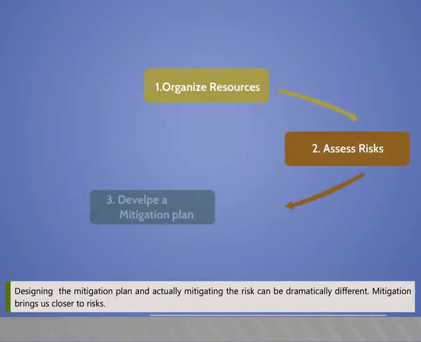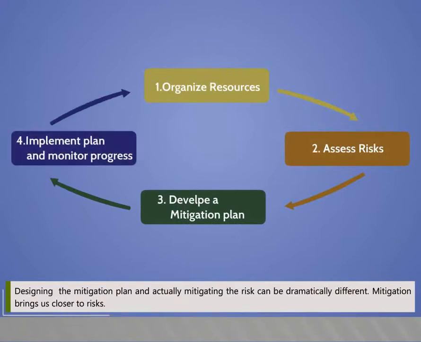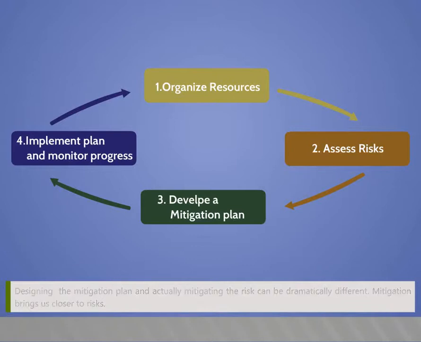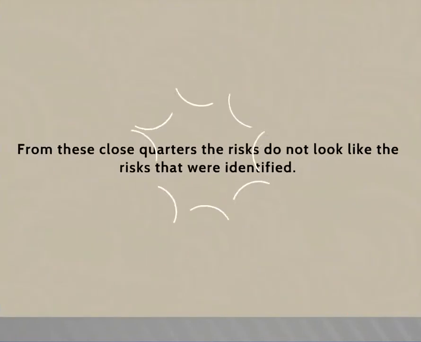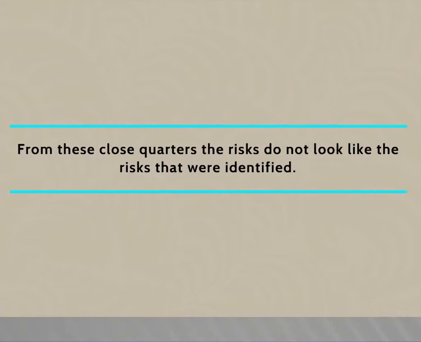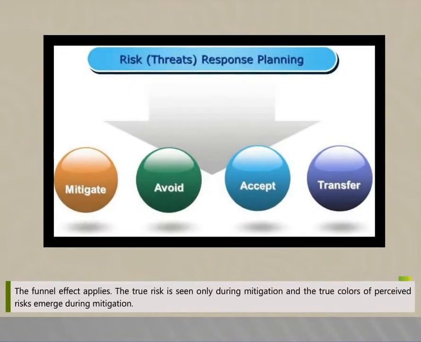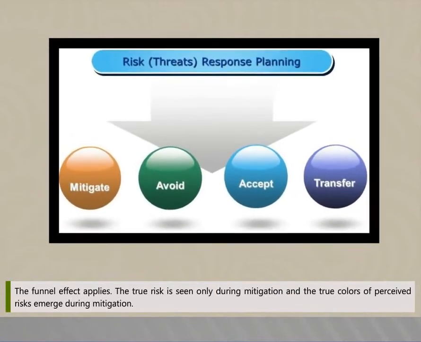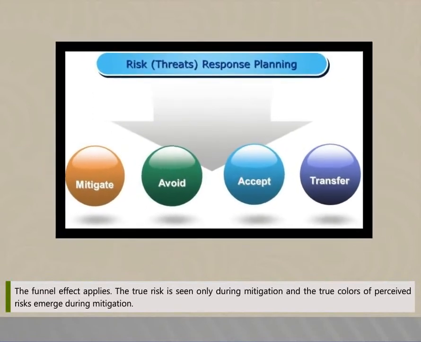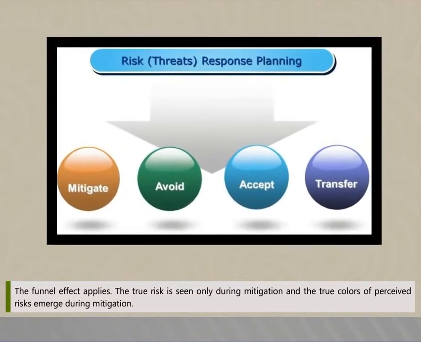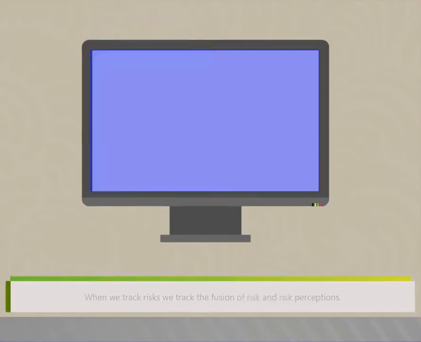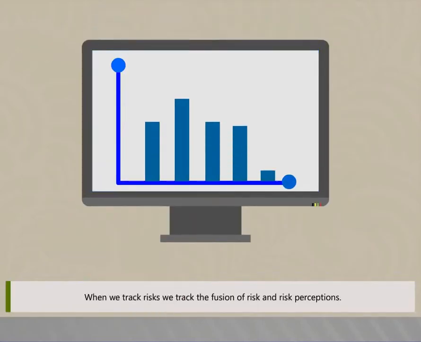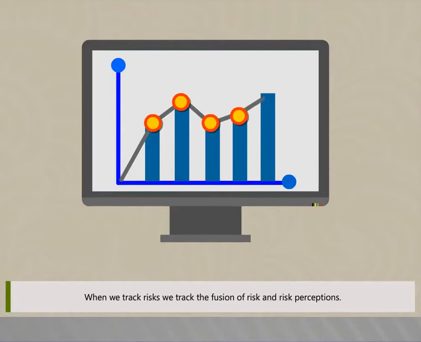Designing the mitigation plan and actually mitigating the risk can be dramatically different. Mitigation brings us closer to risks. From these close quarters, the risks do not look like the risks that were identified. The funnel effect applies. The true risk is seen only during mitigation, and the true colors of perceived risk emerge during mitigation. When we track risk, we track the fusion of risk and risk perceptions.